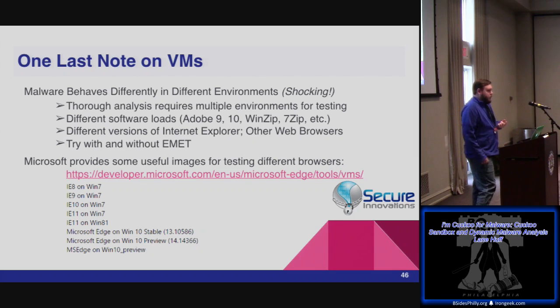An application is going to run differently on Adobe Acrobat 9 versus 10 versus 11. Same with WinZip or 7-Zip or any of these applications out there, and especially your web browsers. Try a system with IE8 or IE9 or IE10, Firefox or Chrome, different software versions, because a lot of these things try to find an application that has a known vulnerability and exploit it. If that vulnerability can be exploited on your system, you're going to get a lot more information than if it just starts up, does a check, and then shuts down.